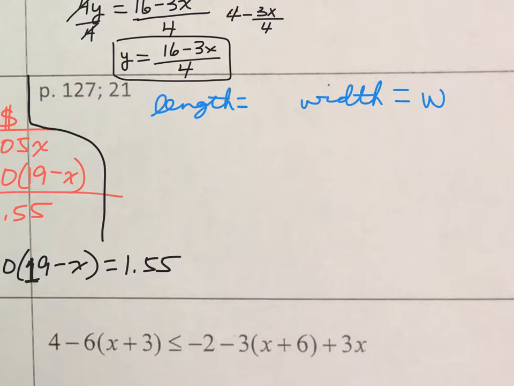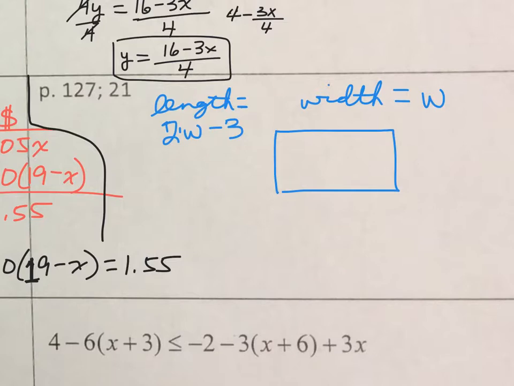Now if the width is W, then the length is going to be what? 3 less than twice the width. What's twice the width? 2W. And then 3 less than that would be 2W minus 3. Okay, now we're going to have to try to come up with an equation. It's 2W minus 3. It's just not a very pretty one.